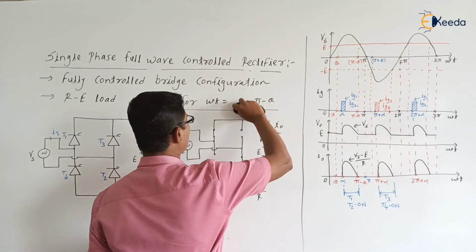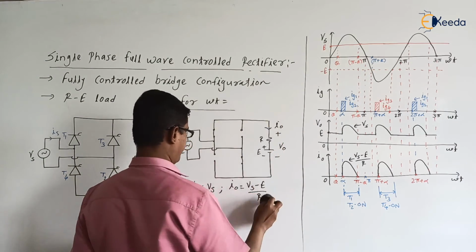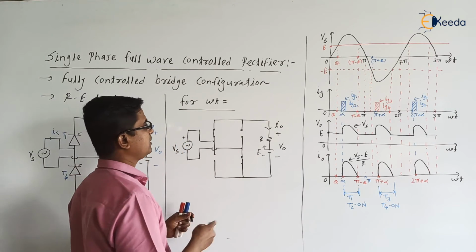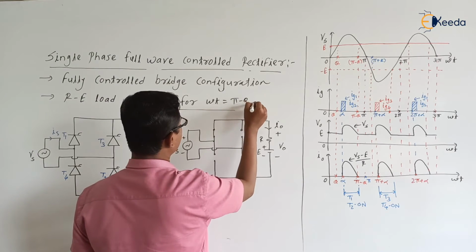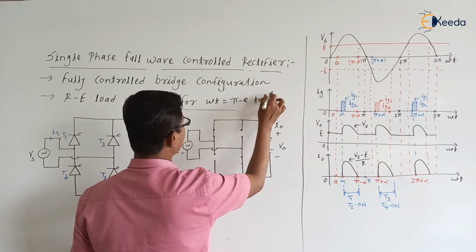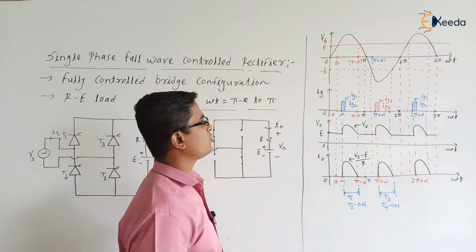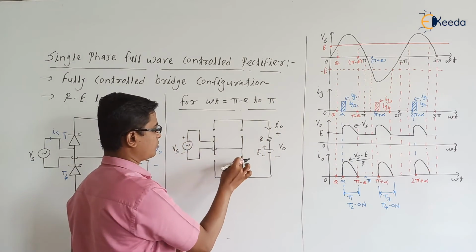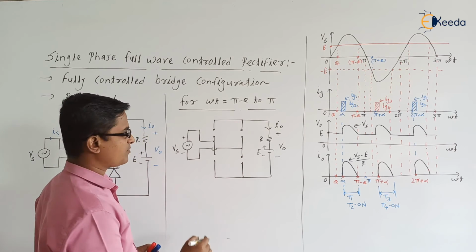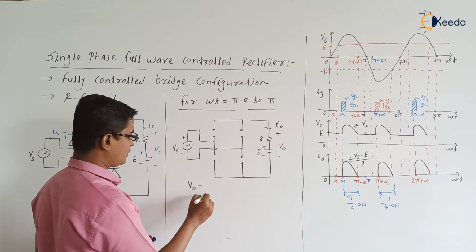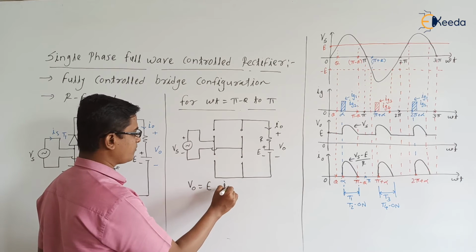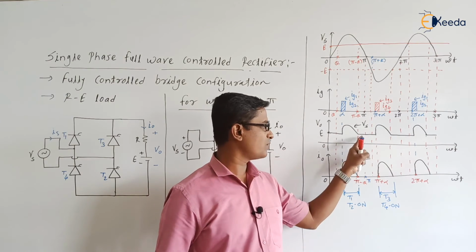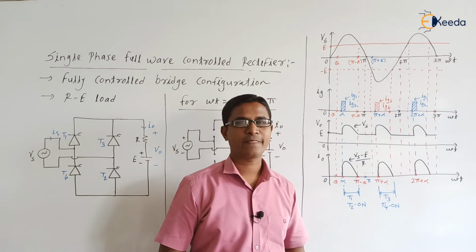From omega t equal to pi minus theta to pi, during this interval, Vs is less than E. So again our thyristors will be in the off state. So what is V0? V0 is equal to E only, and I0 is equal to 0. So from pi minus theta to pi, V0 is equal to E and I0 is equal to 0. Are you getting the point?